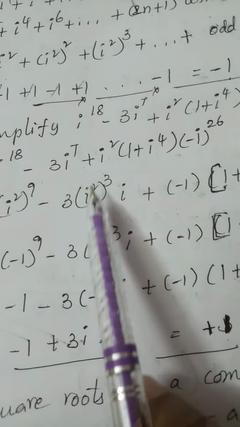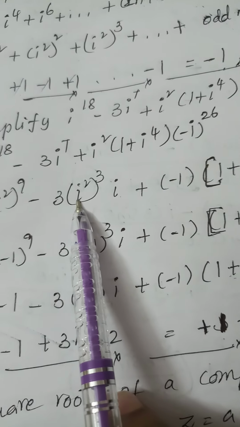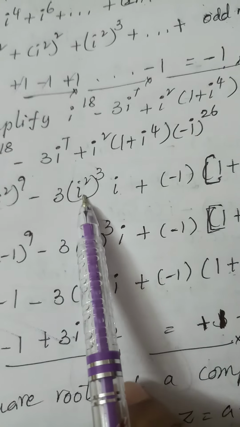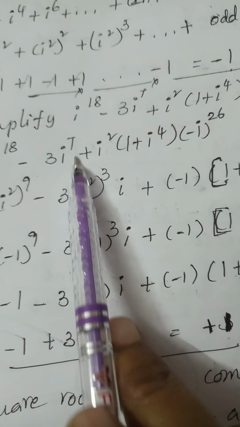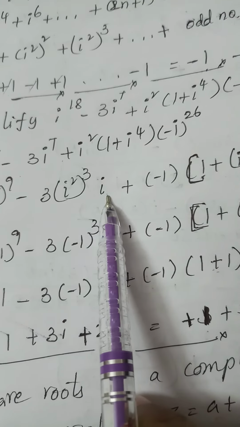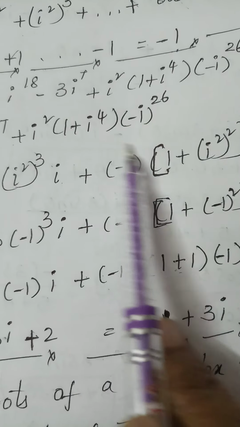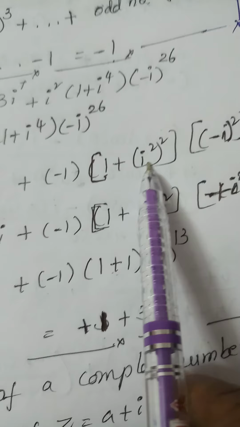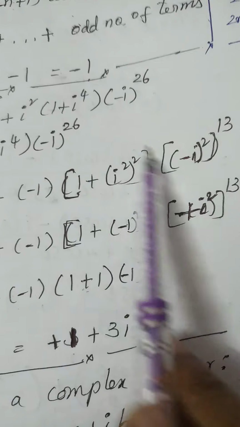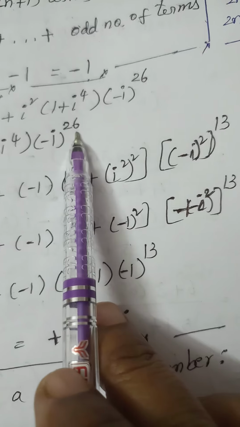Again i power 6 can be written as i square whole cube, because we know the value of i square. Here we can substitute the i square value. So for that purpose we are writing i power 7 as i square whole cube into i. Plus here i square value is minus 1, and in this bracket 1 plus i power 4 can be written as i square whole square, and outside minus i power 26 can be written as minus i square whole power 13, because 2 into 13 is 26.